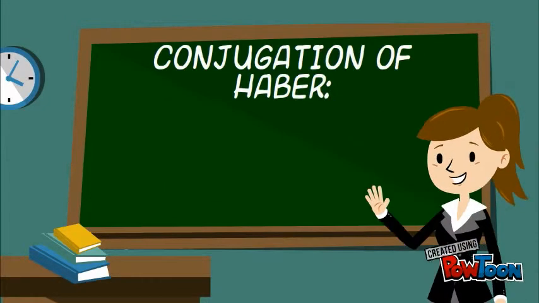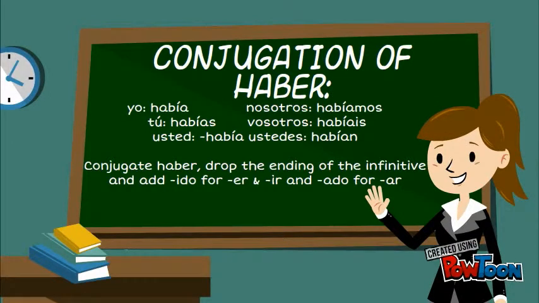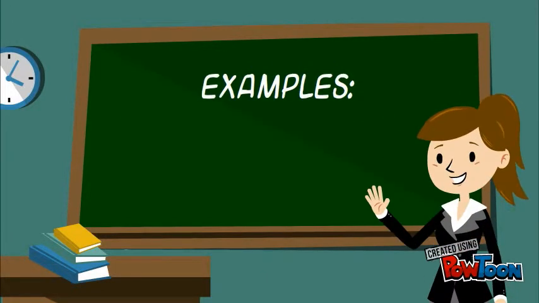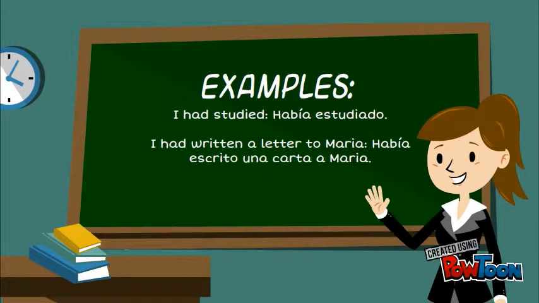In order to properly use past perfect tense, we have to first conjugate the verb haber into había, habías, había, habíamos, habíais, and habían, then drop the ending of the infinitive and add -ido for ER and IR verbs and -ado for AR verbs.